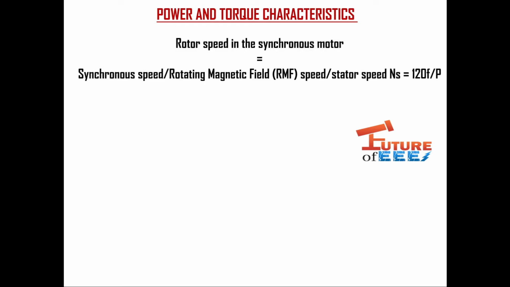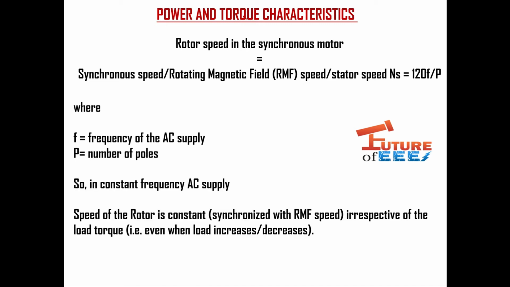The rotor speed in the synchronous motor is equal to the synchronous speed Ns, which is equal to 120 F divided by P, where F is equal to frequency of AC supply and P is equal to number of poles. So, until the frequency of the AC supply changes, the speed of the rotor remains constant and equal to rpm of speed Ns. It is to be noted that the rotor speed will be constant and equal to rpm of speed Ns even when the load increases or decreases.